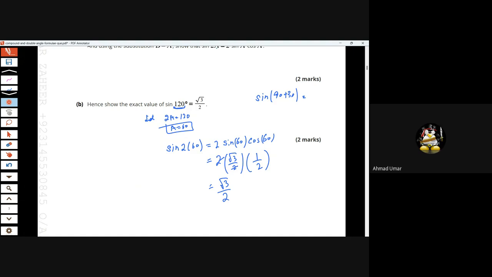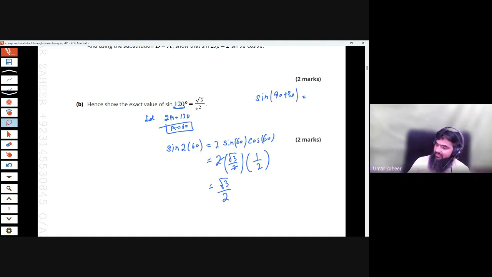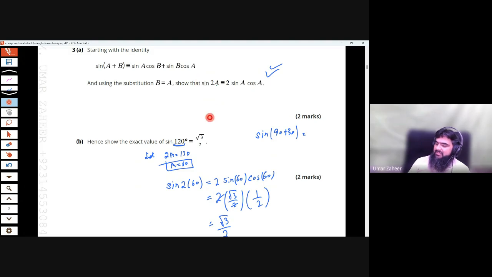Okay, sir. All right. You can go this way or this way. Because the previous part is the double angle, that's why I just utilized the double angle. But if it is not required, any method is fine, so you can go this way as well.